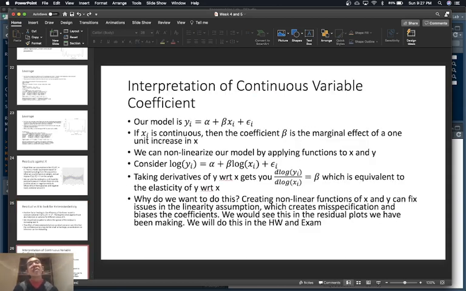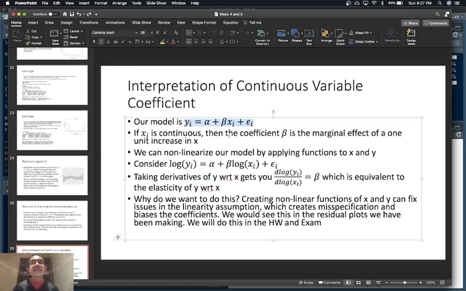And then finally, let's talk about the interpretation of a continuous variable coefficient. This is our basic simple OLS. If X is continuous, then the coefficient beta is the marginal effect of a one unit increase in X. Again, this is a review of your theory class. You should know this by now, right? We can non-linearize our model, and this is what we were talking about when it comes to transformations of X and Y, by applying functions to X and Y. One of the popular ones is basically to get the natural log of Y or X.